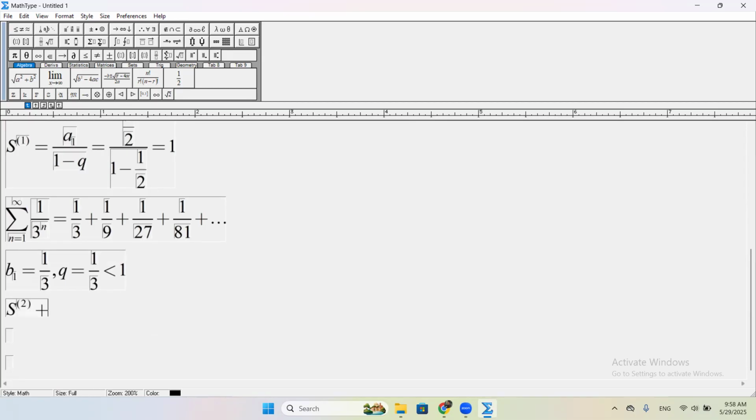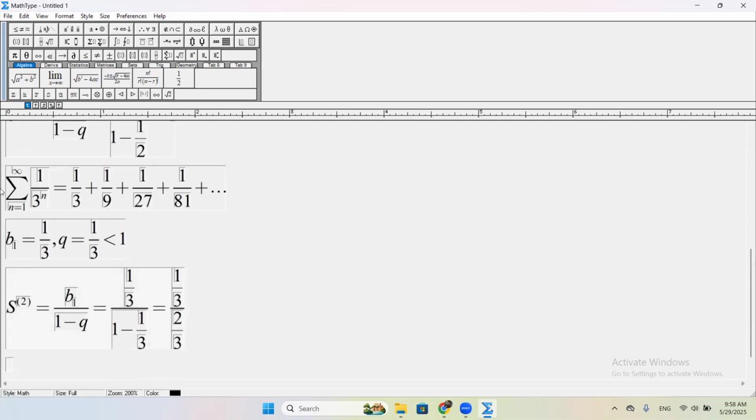The sum of the second series. Again, using the following formula: the first term over 1 minus q. So 1 over 3, and 1 minus 1 over 3. So 1 over 3 divided by 2 over 3. And the answer will be, just a moment, the answer will be 1 over 2.